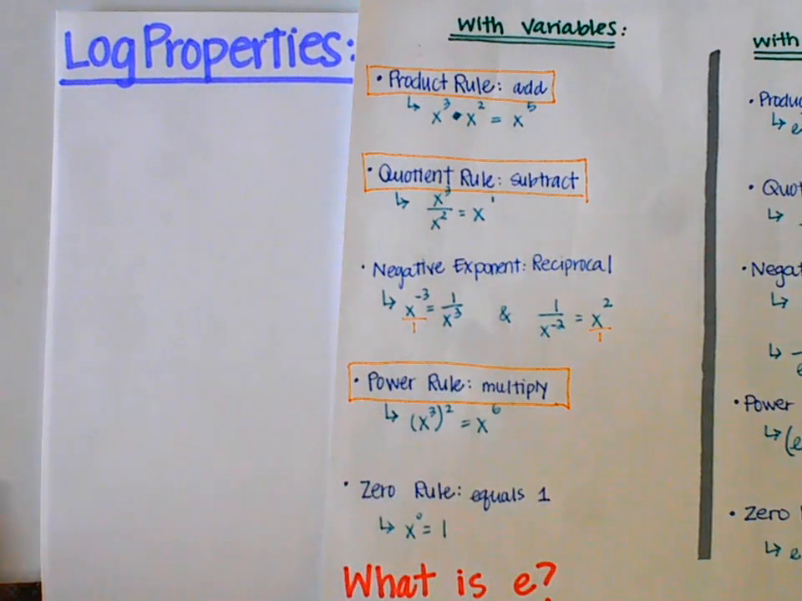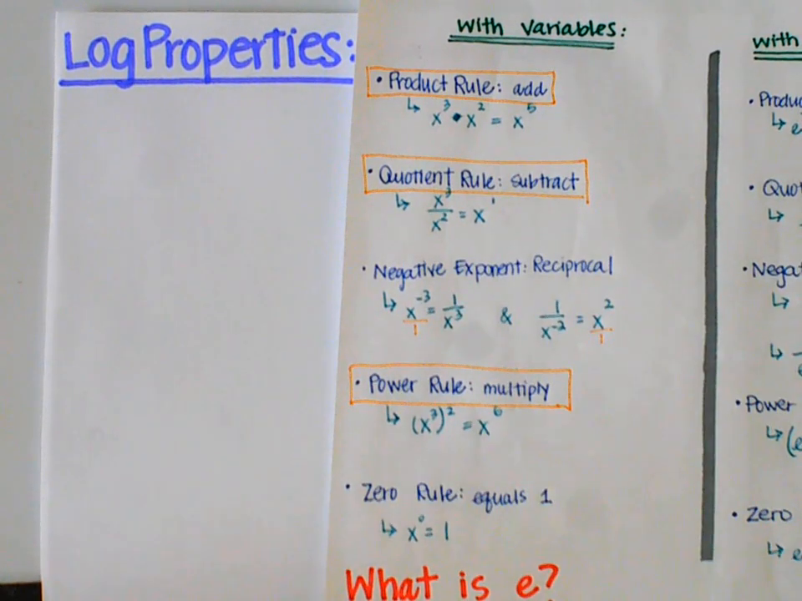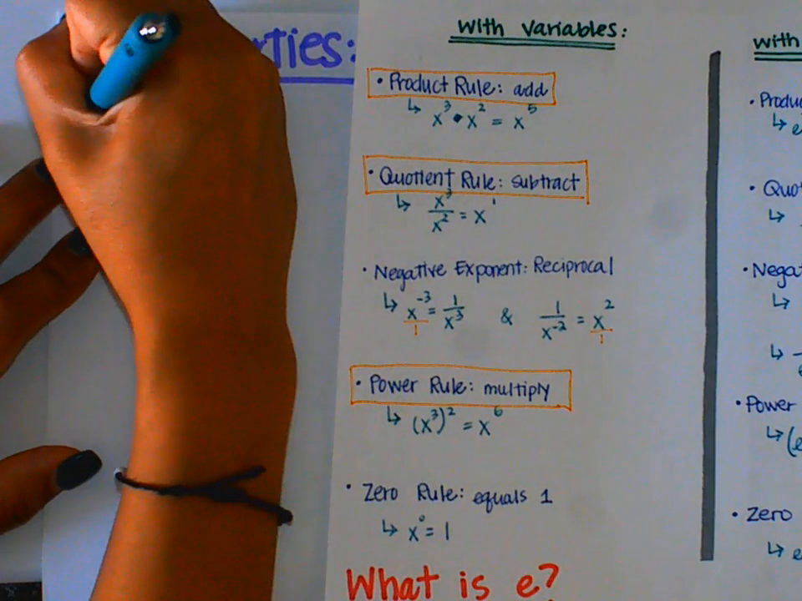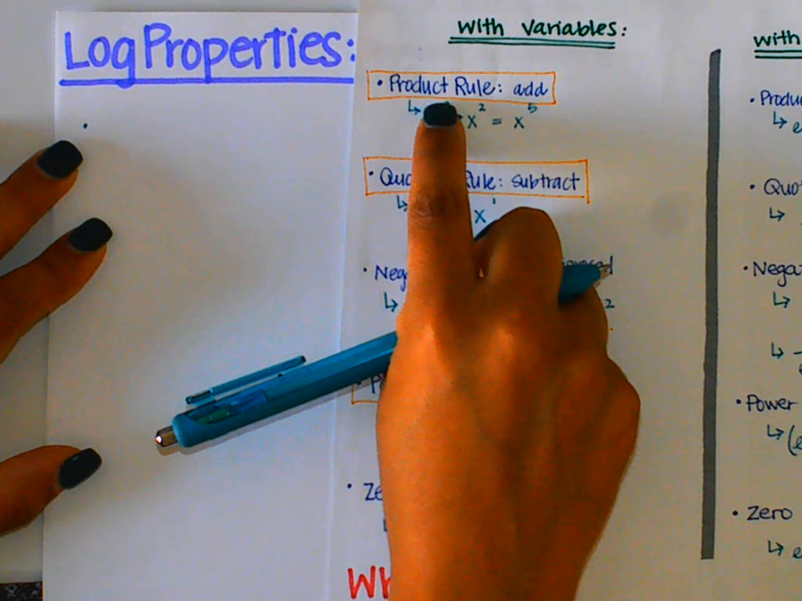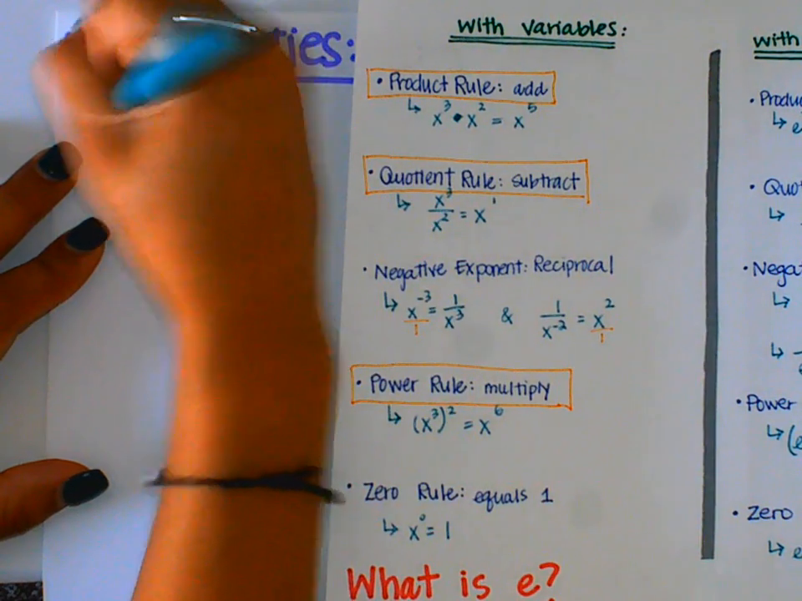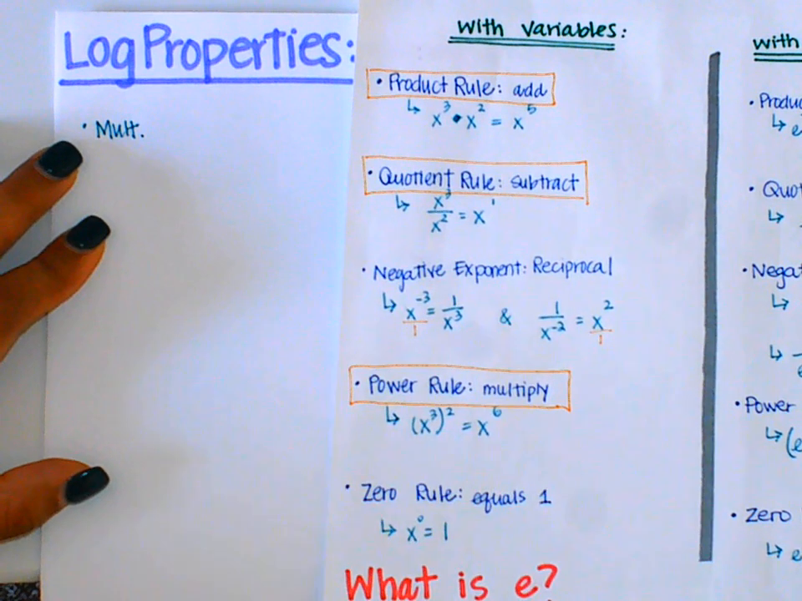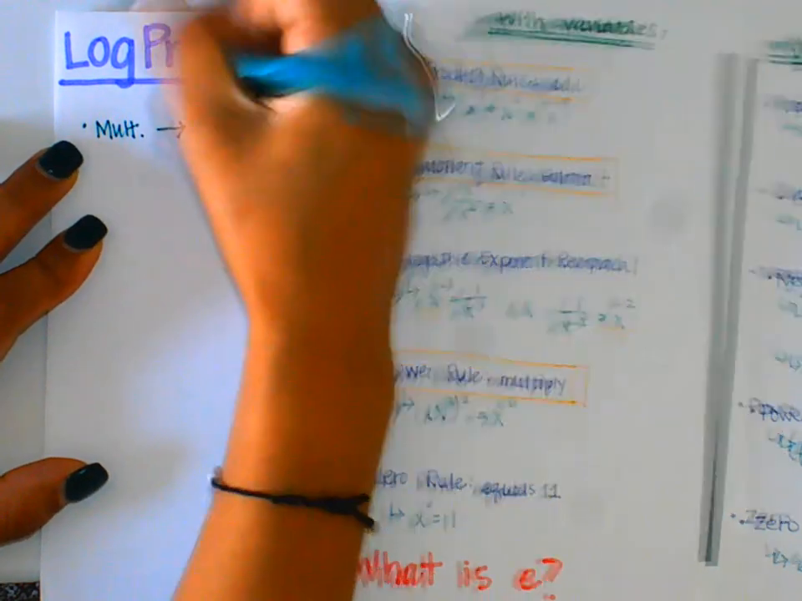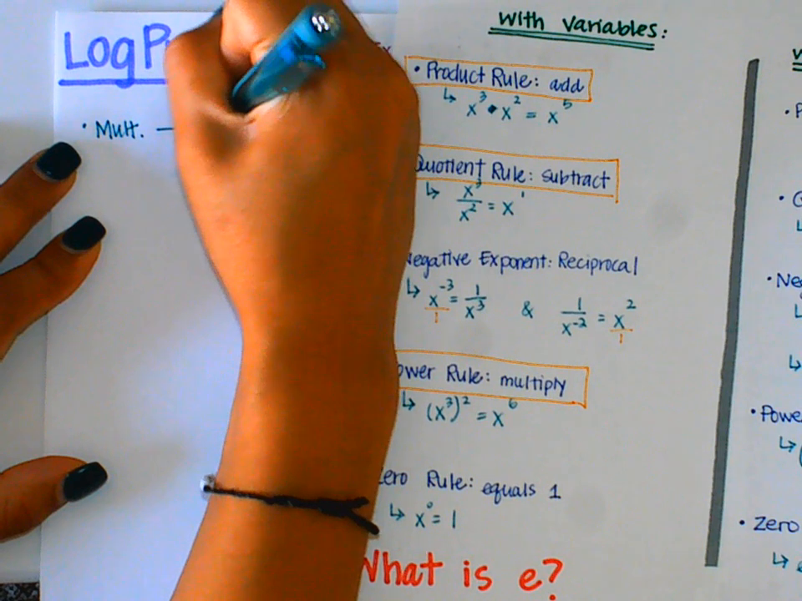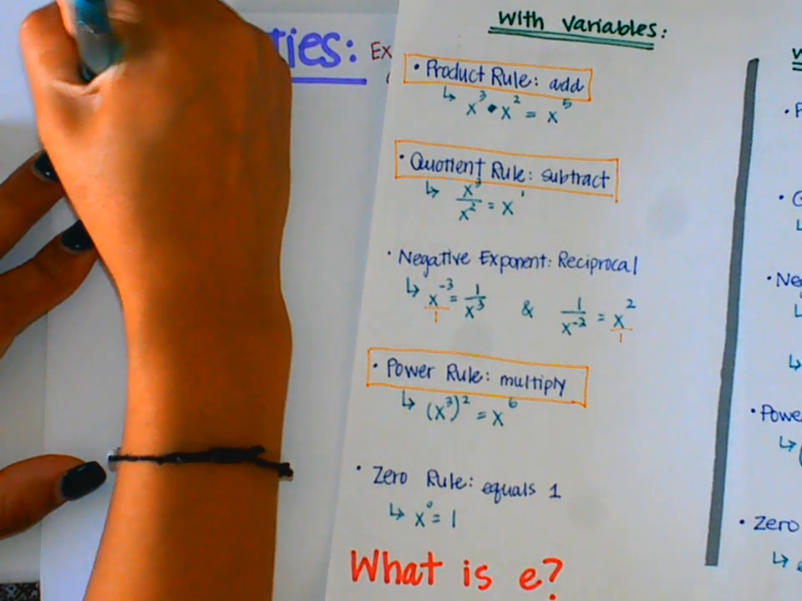So when we look at the product rule, for example, the product means an answer to a multiplication problem. So right here, I'm going to go ahead and say that when we're multiplying, because that's what a product is, that we are going to add. And I'm going to just say these are like my rules again.